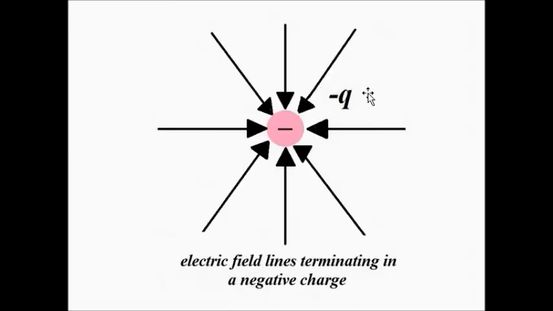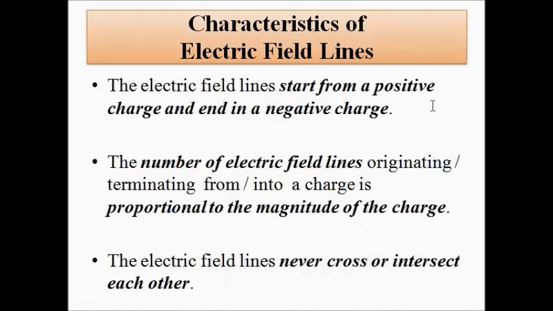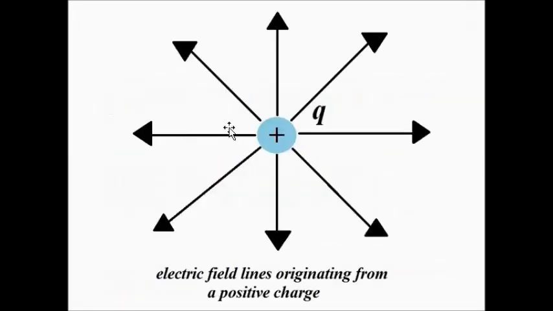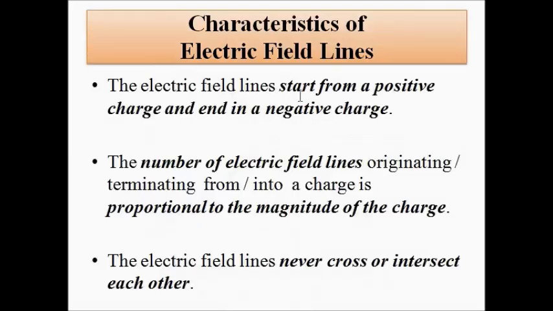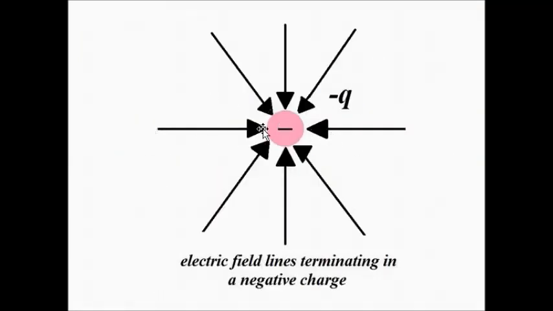Here we have a negative charge, minus q. As per the first property, the electric field lines start from a positive charge, so here that property is satisfied. The field lines are originating from the positive charge, and the field lines end in a negative charge. They terminate in a negative charge. So here they are terminating in the negative charge.